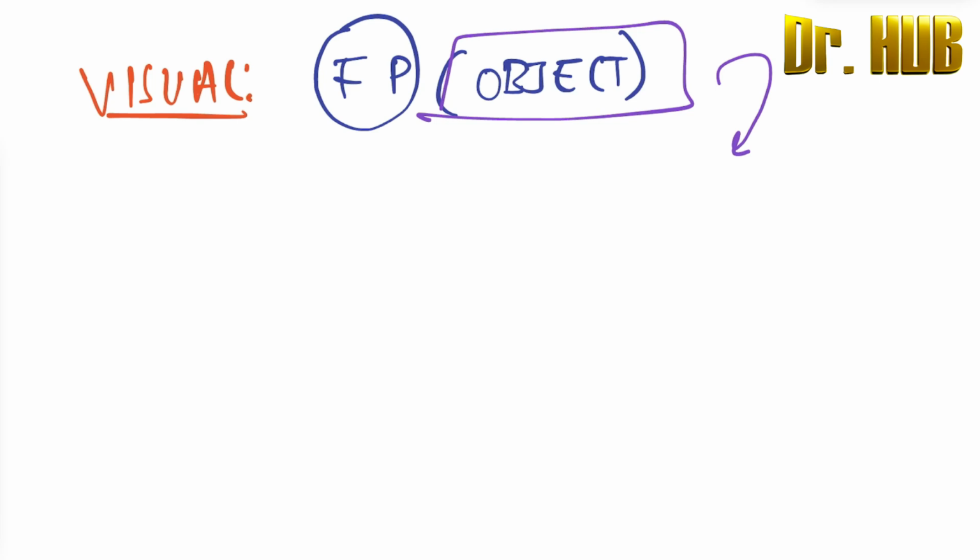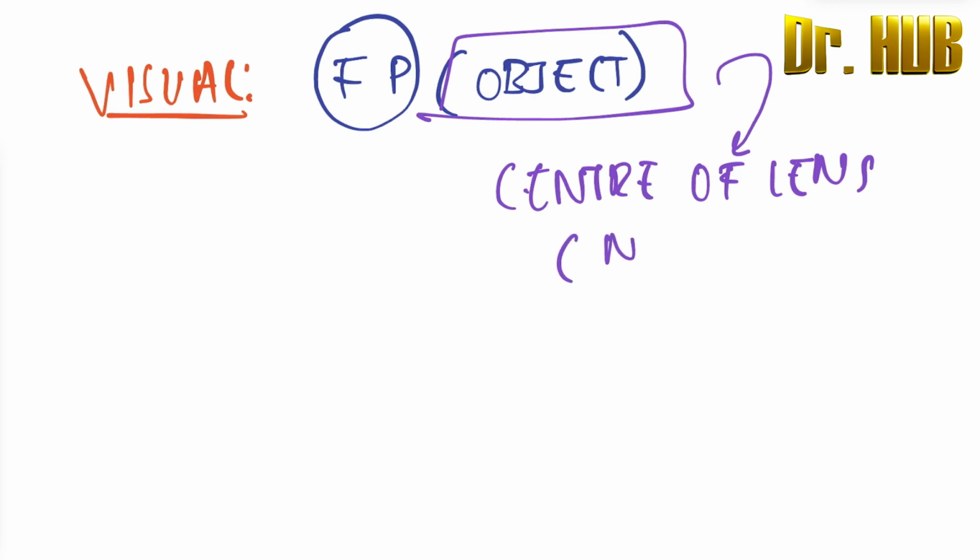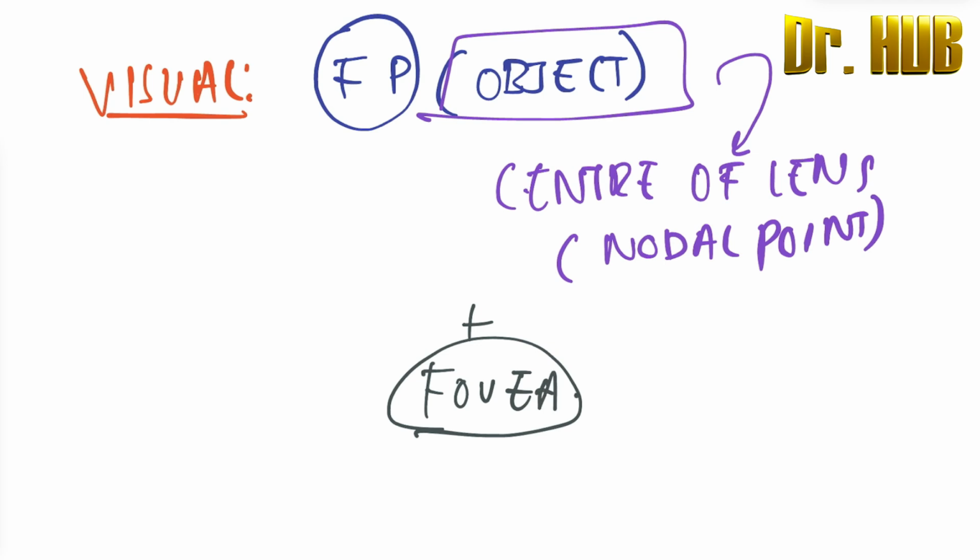Next will be the nodal point. So what is the nodal point? It is nothing but the center of the lens. So the center of the lens, we also had it in the optic axis. So the center of lens is aka the nodal point. So you have the fixation point, that is the object, then the nodal point, that's the center of the lens, and there is also the fovea. Next is the fovea. So this is the visual axis.